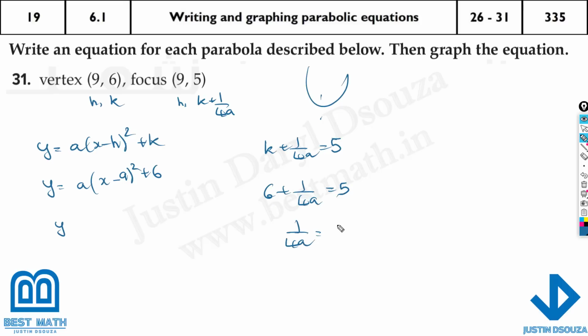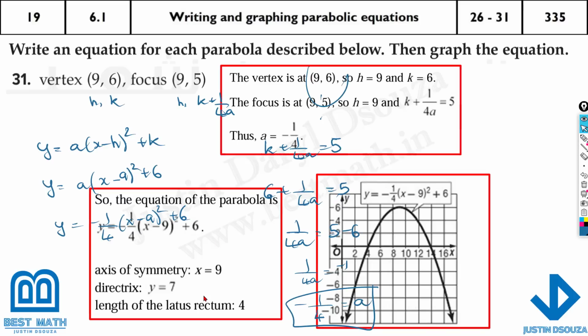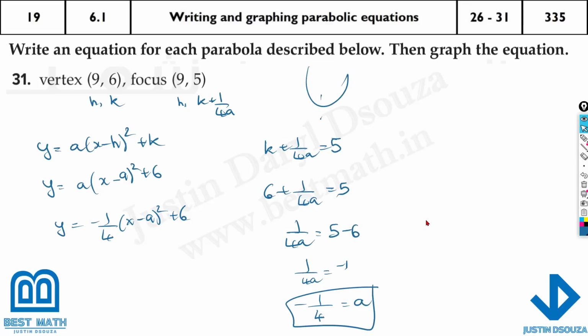1 by 4a equals 5 minus 6. So 1 by 4a equals minus 1. Swap it out. It'll be 1 by 4 negative, that is equal to the a value. So this is the answer, minus 1 by 4 (x minus 9) the whole squared plus 6. So that must be the equation, and then you can easily graph it out. Yes, that's the same thing.